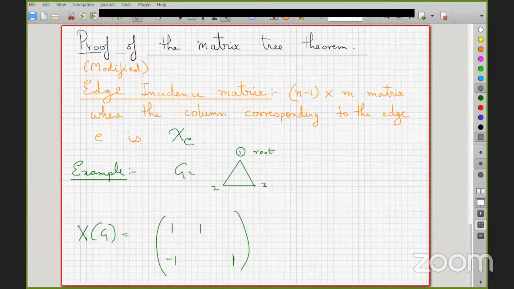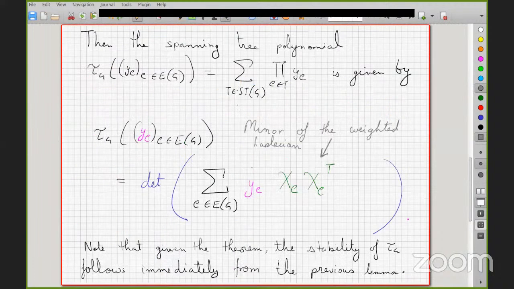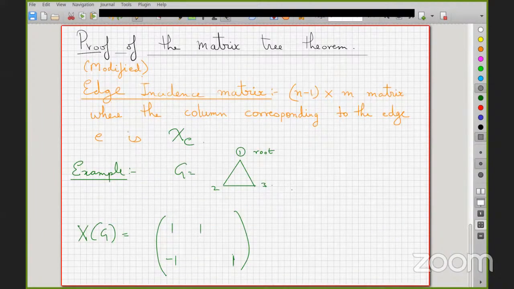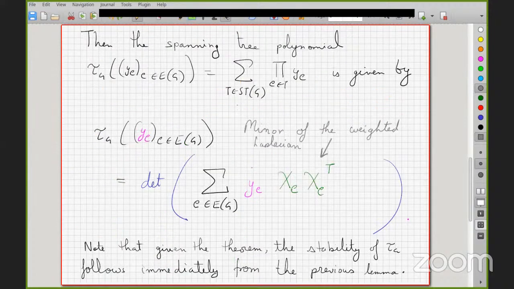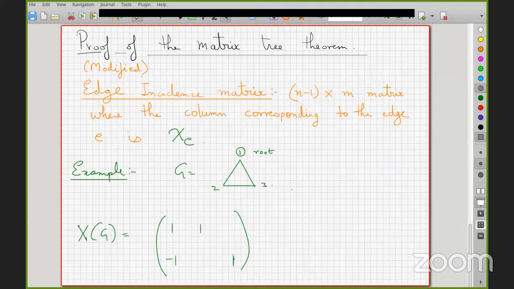So what is this chi e? It's easier to think of all of this in terms of the edge incidence matrix. It will help a little bit. Same thing, just a different way of writing this. So what is this edge incidence matrix? You now just stack these columns, one after the other. So it's an n-1 cross m matrix, where m is the number of edges, and the column corresponding to the edge e is just chi e.